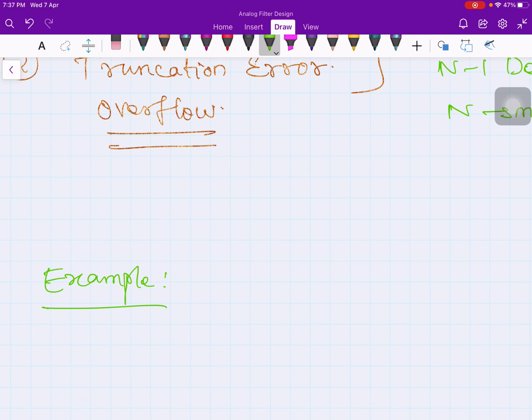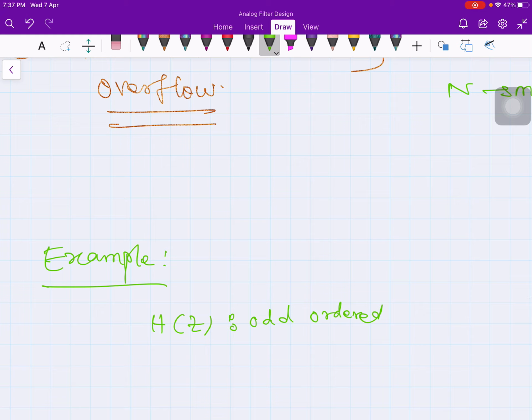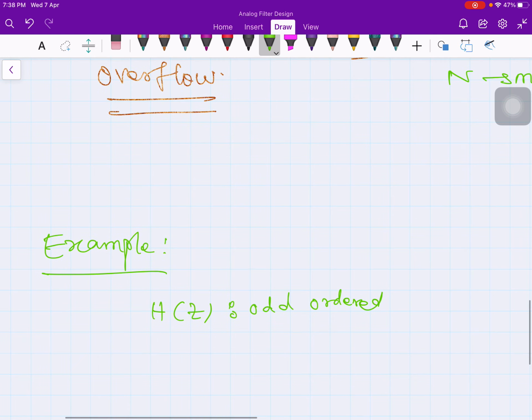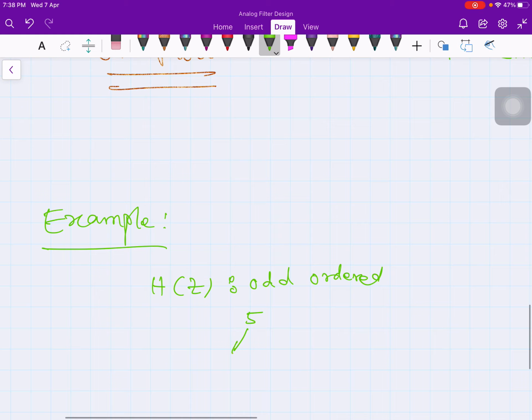And there are indirect structures also for FIR filters. For example, if h of z is an odd order transfer function, then I can factorize h of z into one first order factor and a number of second order factors. For example, if the order is 5, then you can factorize into one first order factor and 2 second order factors.